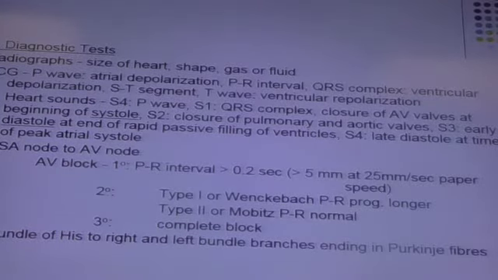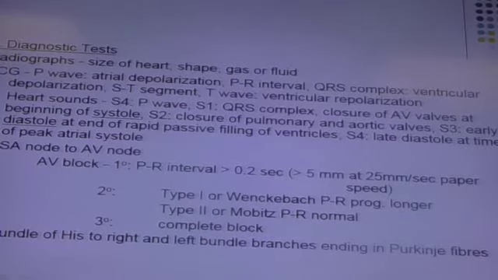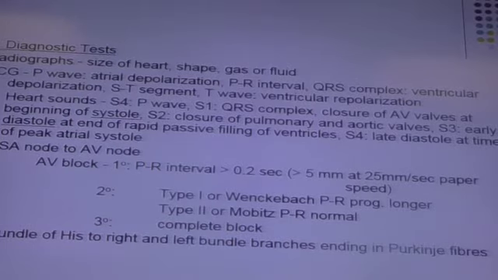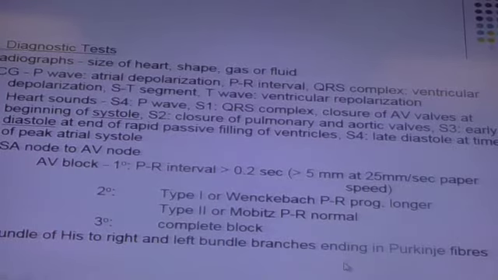For the second degree type 1, it's PR prolonged and QRS dropped. The PR interval is getting progressively longer. So here's your P wave, here's your QRS complex. So it's getting steadily wider and wider, and then the QRS is dropped. Whereas with the type 2 second degree, the PR interval is normal, and then the QRS is dropped.